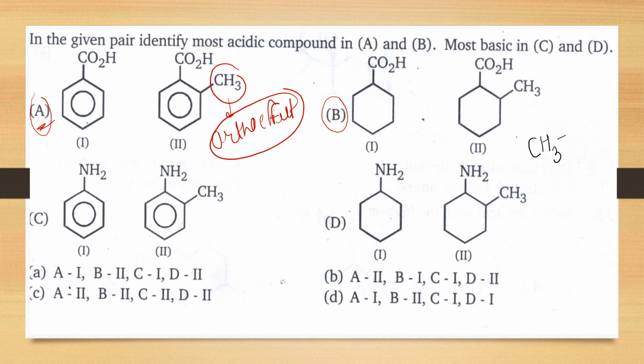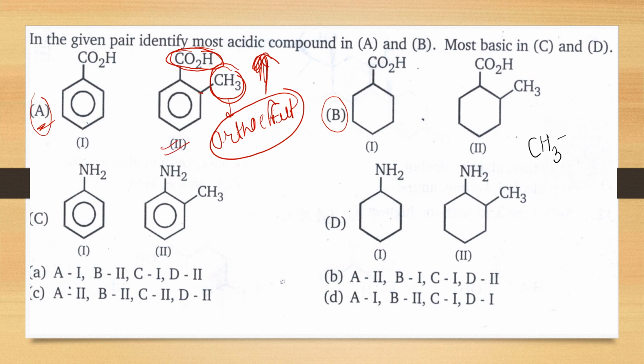According to the ortho effect, when any group is present at the ortho position of the carboxylic acid group on benzoic acid, that group may be an electron withdrawing group or an electron donating group. Any group, if present, will affect the planarity of the COOH group. That's why it will increase the acidic strength of benzoic acid. It means if any group is present at the ortho position on benzoic acid, its acidic strength will always be more. So due to that ortho effect, the second is more acidic.